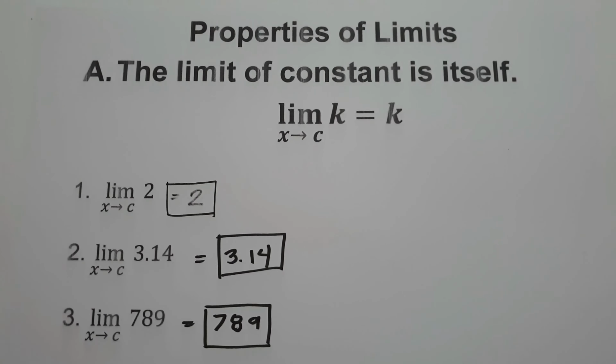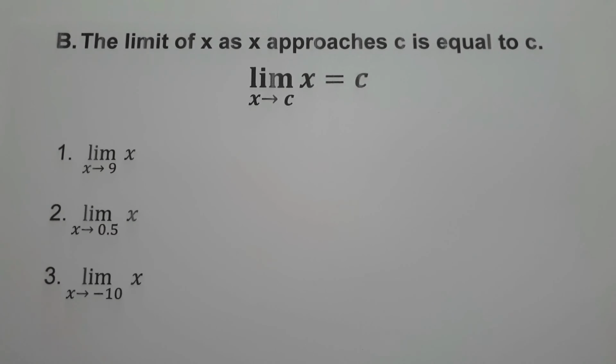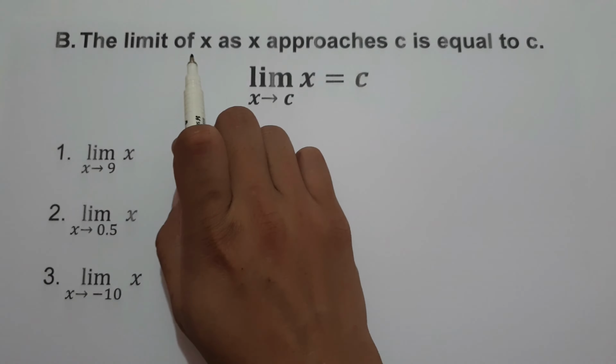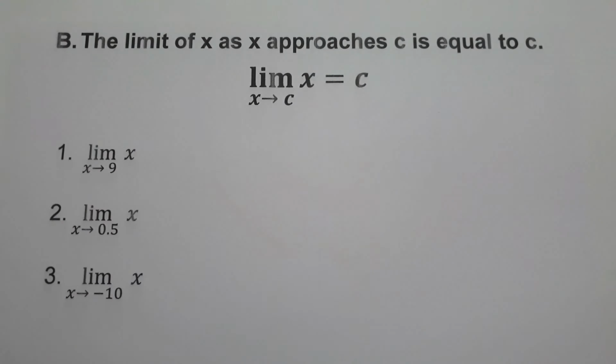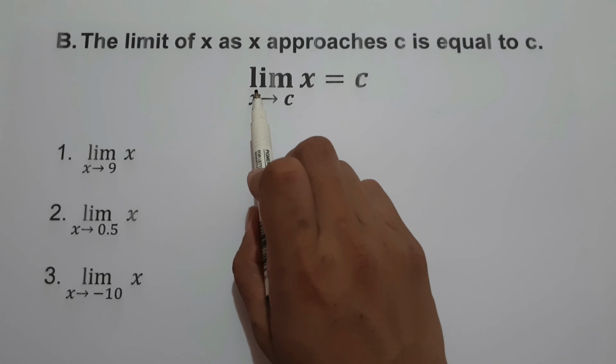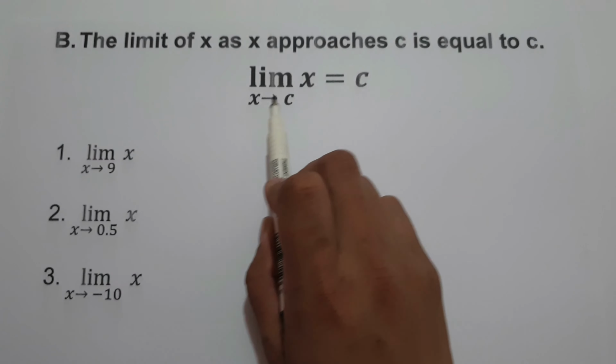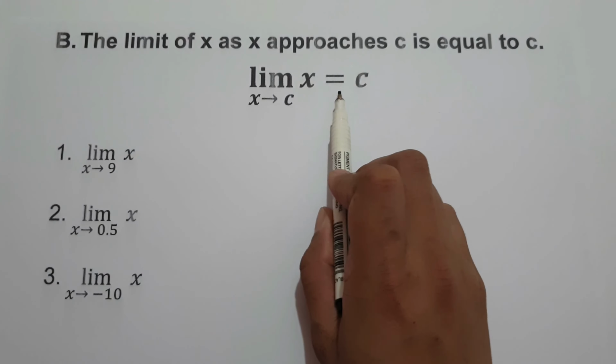So that is the first property. The limit of a constant is itself. The second one, the limit of x as x approaches c is equal to c. This may be taught as the substitution law because x is simply substituted by c. Therefore, the general form is the limit of x as x approaches c is equal to c.